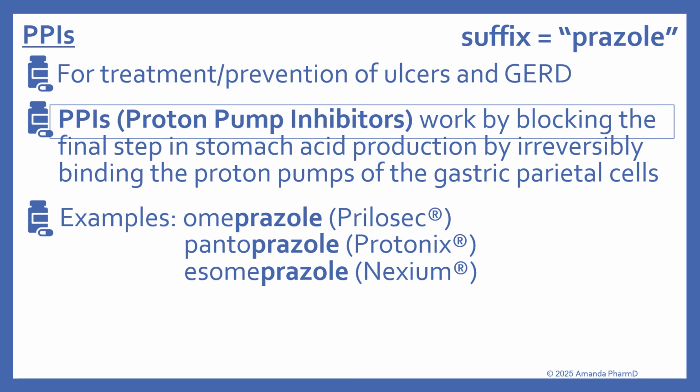Next are the PPIs. These are for the treatment and prevention of ulcers and GERD. The PPIs, or proton pump inhibitors, work by blocking the final step in stomach acid production by irreversibly binding the proton pumps of the gastric parietal cells. Some examples of PPIs include omeprazole, brand name is Prilosec; pantoprazole, brand name is Protonix; esomeprazole, brand name is Nexium. And the suffix for the PPIs is -prazole.